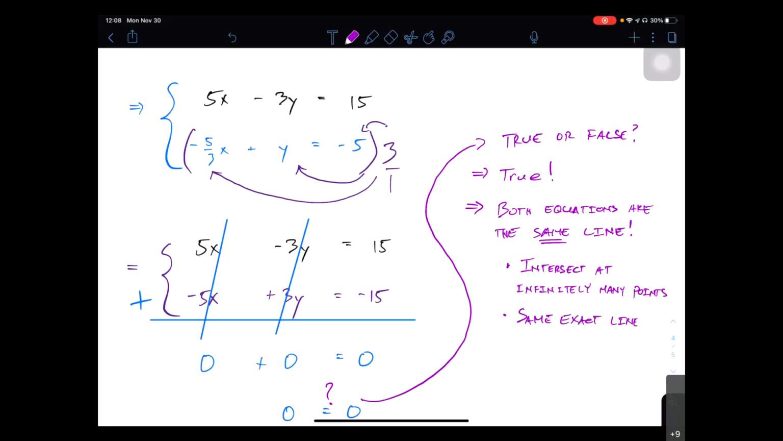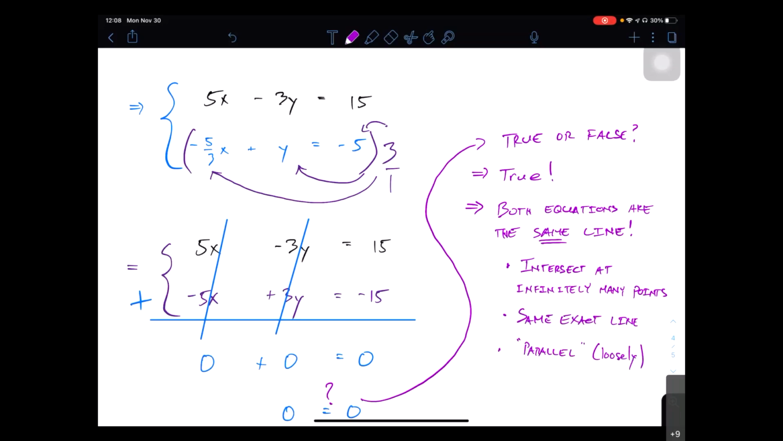And to a lesser extent, I'm putting in quotation marks, they're parallel, right? Well, of course they're parallel because they're the same exact line. So it's parallel to itself, if you will. But again, that's loosely. That's why I put it in quotation marks.